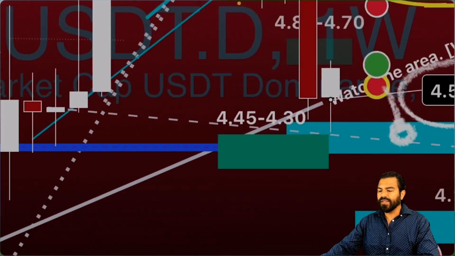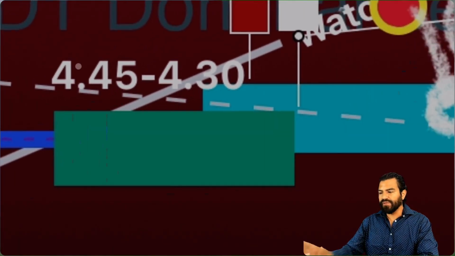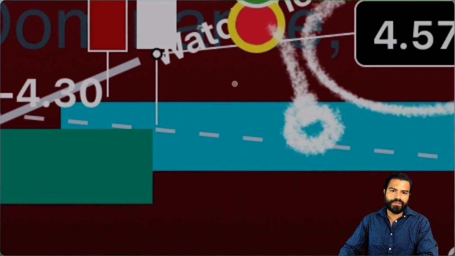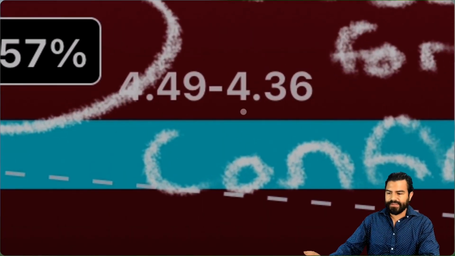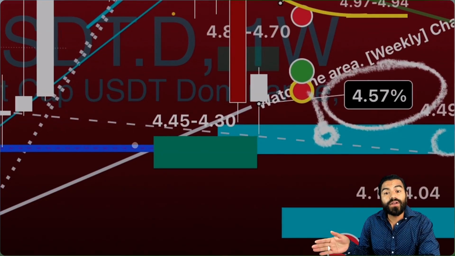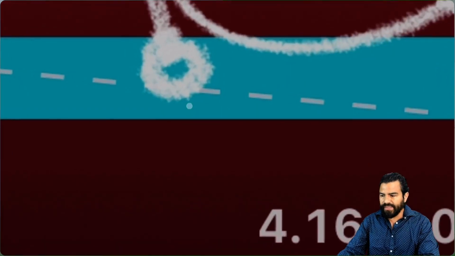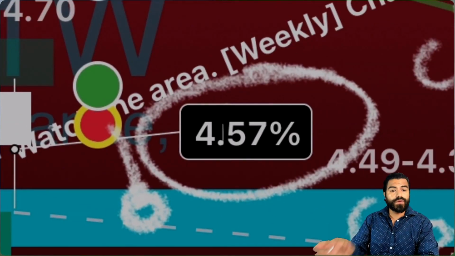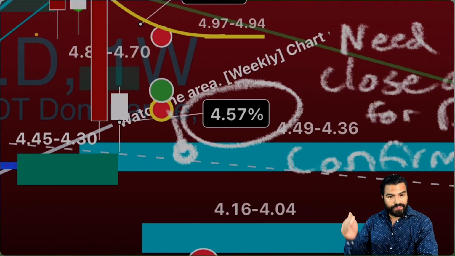We've had a few targets for several months within this range, primarily 4.45 to 4.30. We've also had 4.49 to 4.36 in these blocks, and they all seem to overlap in this area. If price phases through, we were expecting it to come down and hit these areas over and over again. That would give us multiple chances to take profits on some of our cryptos as this was falling.